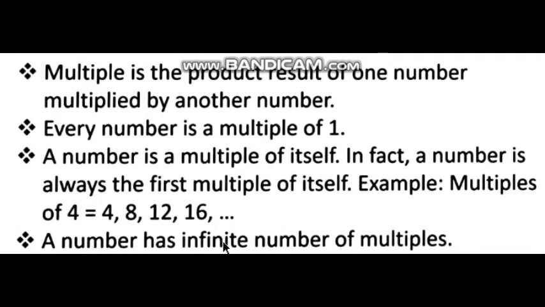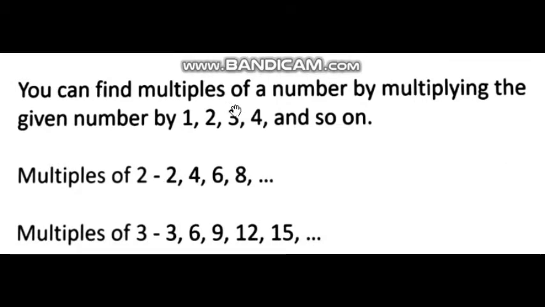And a number has an infinite number of multiples. You can find multiples of a number by multiplying the given number by 1, 2, 3, 4 and so on. That means the table of that number. Multiples of 2: 2, 4, 6, 8, 10, 12. Multiples of 3: 3, 6, 9, 12, 15. That means here 3 1s are 3, 3 2s are 6, 3 3s are 9, 3 4s are 12, 3 5s are 15 and so on. Here for multiples of 2, 2 1s are 2, 2 2s are 4, 2 3s are 6, 2 4s are 8, 2 5s are 10, 2 6s are 12 and so on.